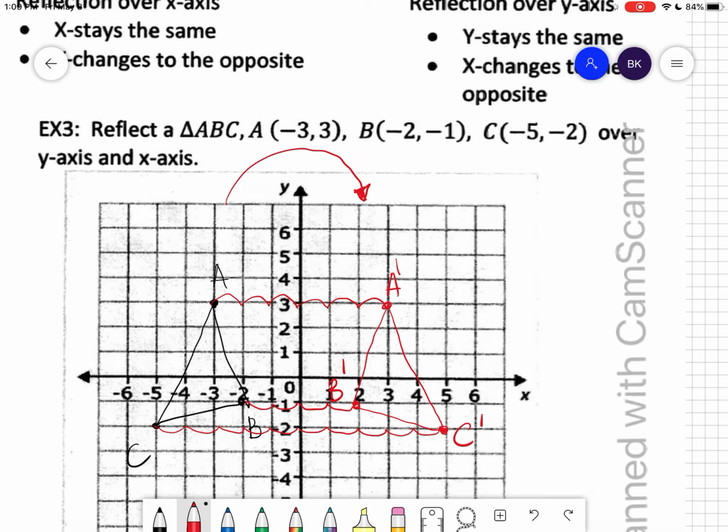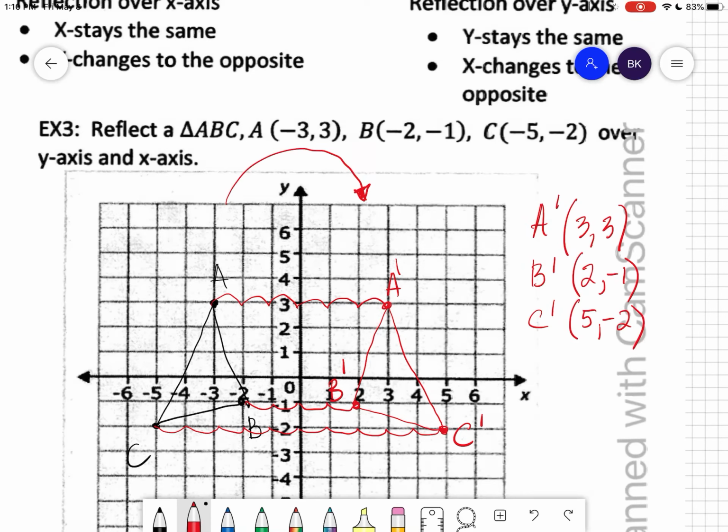Now, again, I'm going to follow the rules and show you. So A prime, remember when you're reflecting over the y-axis, your y stays the same, x changes to the opposite. So A was negative 3, 3. Y stays the same, so it's going to be 3, 3. B prime is going to be negative 2, negative 1. So negative 1 stays, negative 2 changes, so 2, negative 1. And then, of course, C prime is going to be 5, negative 2.